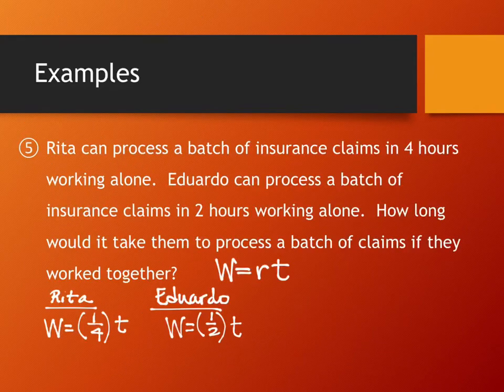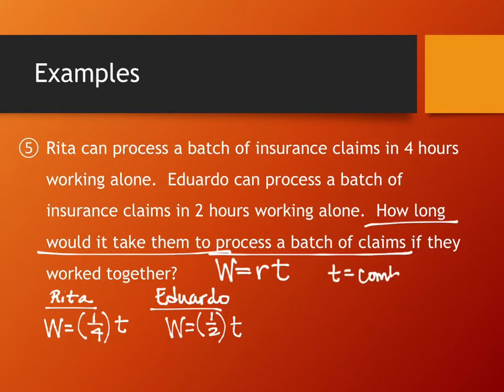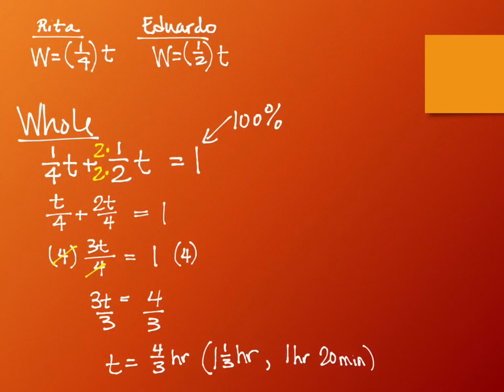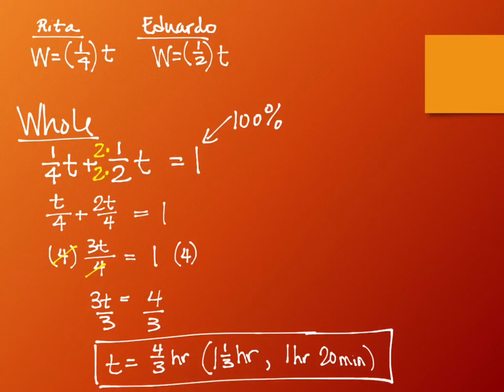Let's actually double check the question that was asked because I zoomed past it. It just actually says, how long will it take to process the batch of claims together? So T is the combined time. I failed to write that down, but that is how I was using the T. And that means that my T at the end, being 4/3 of an hour, or 1 1/3 hour, or 1 hour and 20 minutes, any of those are perfectly fine answers to the question being asked. Any questions on that one?